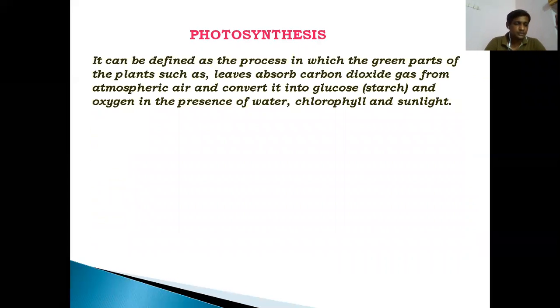Now the next, in plants, we say it is photosynthesis. It is defined as the process in which green plants, such as leaves, absorb carbon dioxide gas from atmospheric air and convert it into glucose or starch and oxygen in the presence of water, sunlight and chlorophyll. This process is called photosynthesis. So here green plants take in carbon dioxide gas in the presence of sunlight, water and chlorophyll, and this is converted into glucose and gives out oxygen. This process is called photosynthesis.